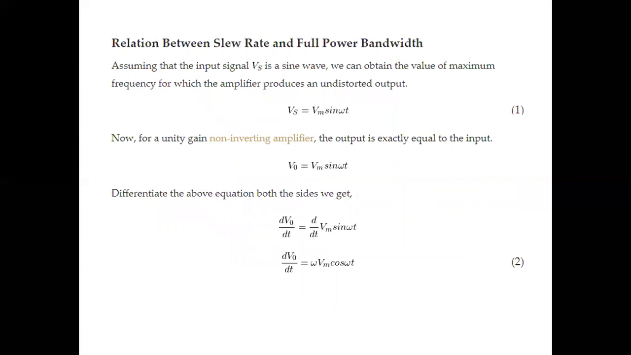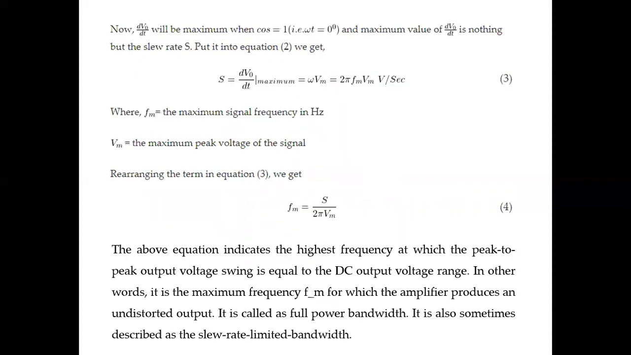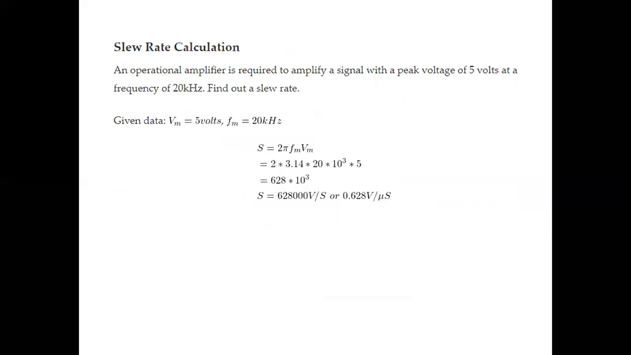This is the relation between the bandwidth and the slew rate: Fm is equal to S divided by 2 pi Vm. Fm is the maximum signal frequency in hertz, S is the slew rate, and Vm is the maximum voltage. This is a simple example of slew rate calculation. Here they gave the peak voltage and frequency. So now we can use the formula S is equal to 2 pi Fm Vm, and we can calculate the slew rate.